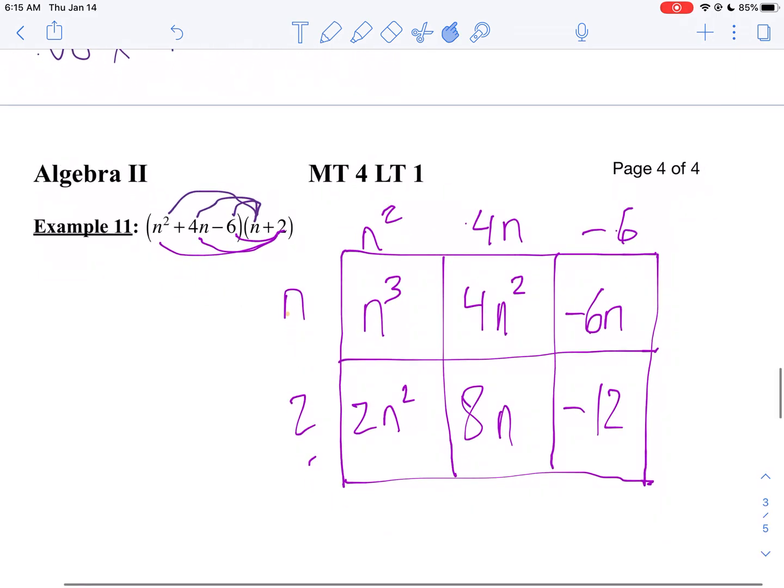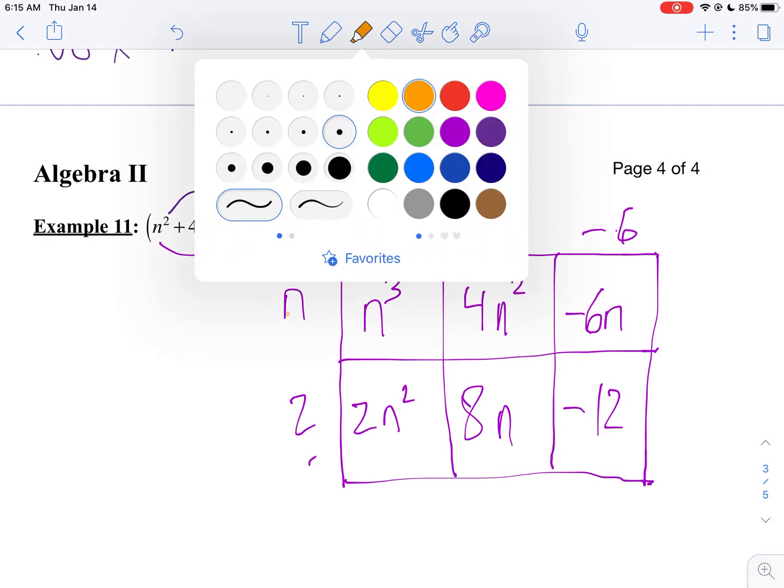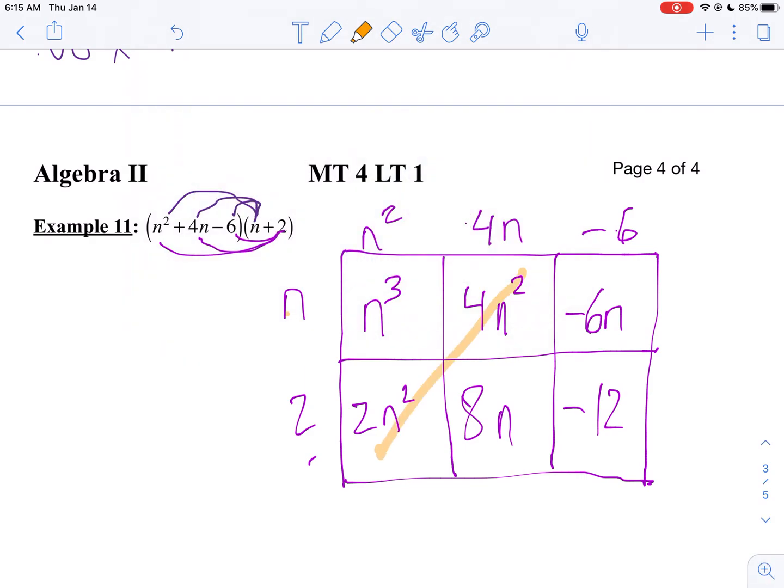Now, if you notice, what's nice about this is my like terms are collected in the diagonals. 4n squared and 2n squared, they're like terms. And negative 6n and positive 8n, they're like terms. So now I can write my answer. I'm going to say, well, I have n cubed, because I only have that once. 4 plus 2 is positive 6n squared. 8 minus 6 is positive 2n, and minus 12. And there's your answer.